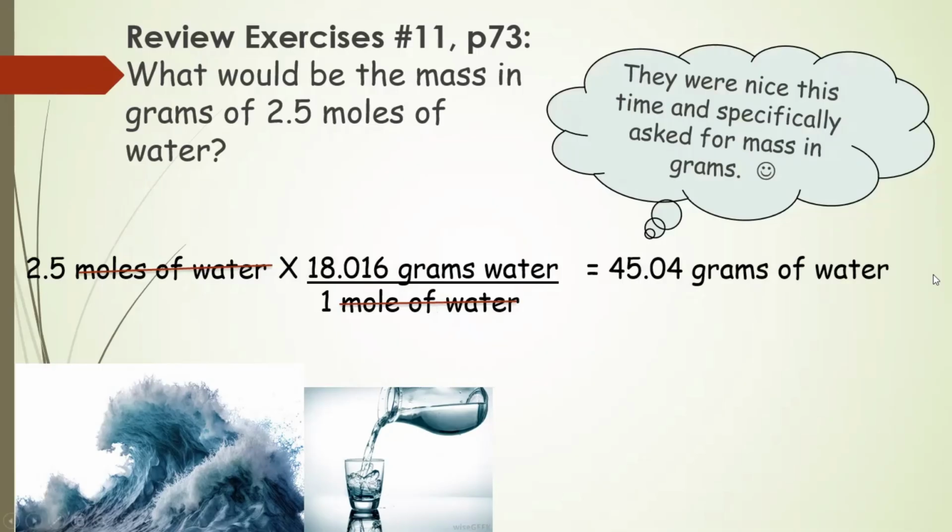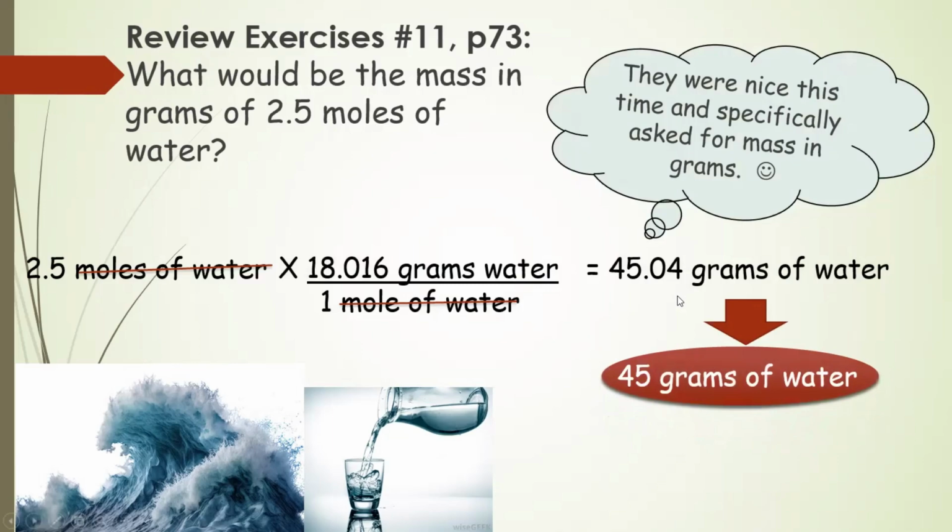45.04 grams of water. Now, again, I messed up and didn't do the significant figures. 2.5 has 2 digits, and this has 5 digits. So this is the smallest one, and that's what we have to go with. Our answer should have just been 45 grams of water. Oh, I did do it. I forgot. So 45 grams of water is the answer with the right significant figures.